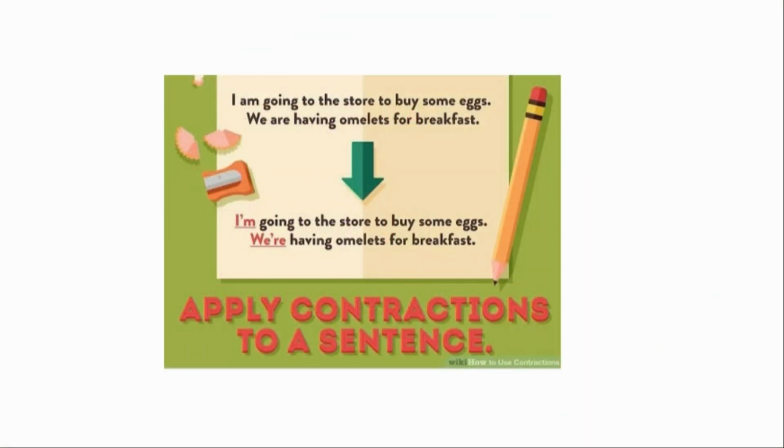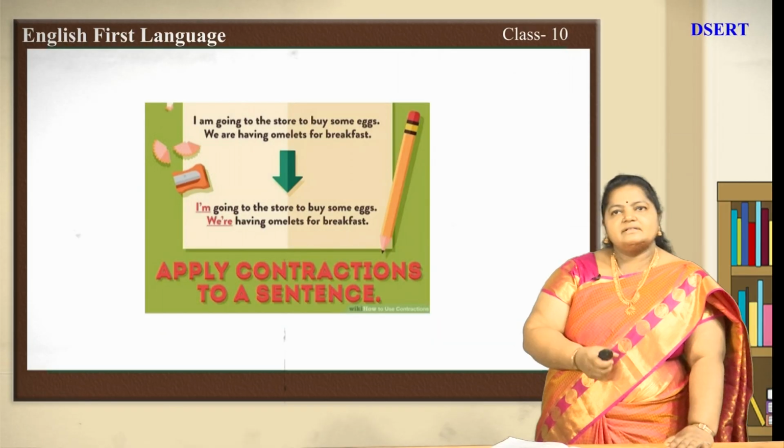The first sentence here is, I am going to the store to buy some eggs. After applying contractions, it becomes, I'm going to the store to buy some eggs. Are you understanding, children? Yes. Next example. We are having omelets for breakfast. That can be contracted like this: we're having omelets for breakfast. This is an amazing thing, right? So try to use more contractions while speaking.